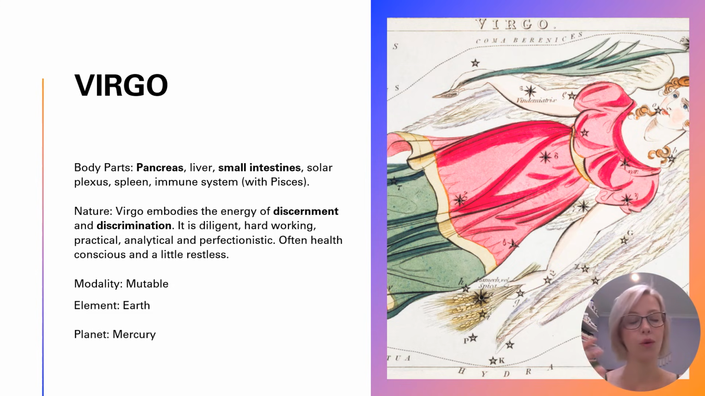With Virgo, we're always looking at the small intestines. Issues that are very Virgo in nature are small intestinal bacterial overgrowth, dysbiosis, any sort of digestive issue in the intestines. And of course, when our gut health is out, it affects our immune system. So that's where that immune system rulership with Pisces comes in.